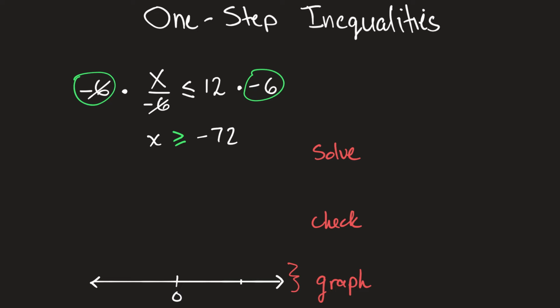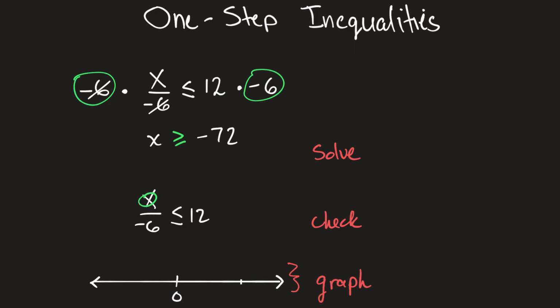Now we're going to check it. We need something bigger than -72. Well, isn't 0 bigger than that? So let's use our original inequality. It was x divided by -6 is less than or equal to 12. That's the original one. And we're going to put, instead of x, we're going to write 0.